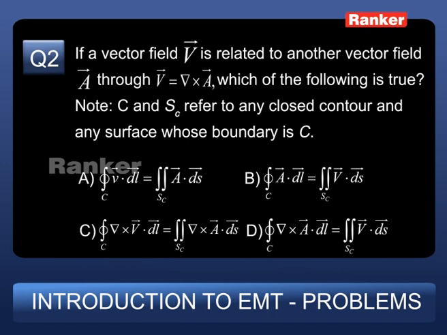Option C, closed contour integral of del cross V bar dot dl bar is equal to the open integral over SC of del cross A bar dot ds bar. Option D, closed contour integral of del cross A bar dot dl bar is equal to the open integral over SC of V bar dot ds bar.